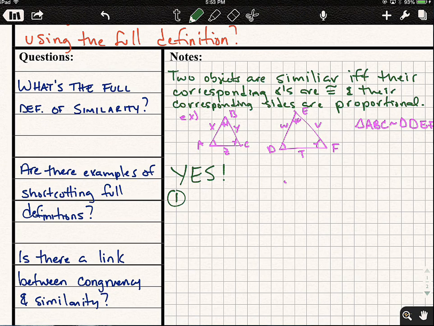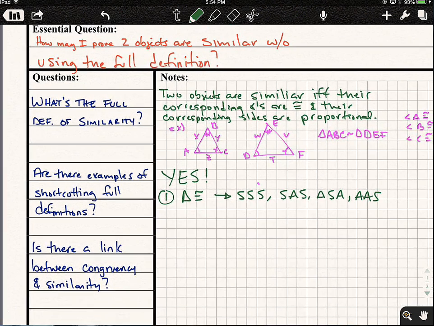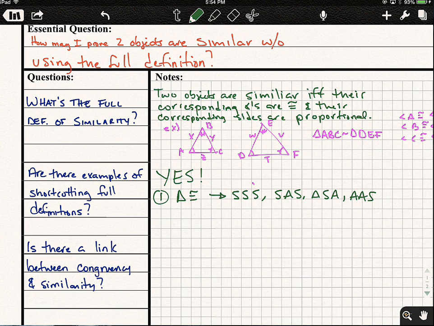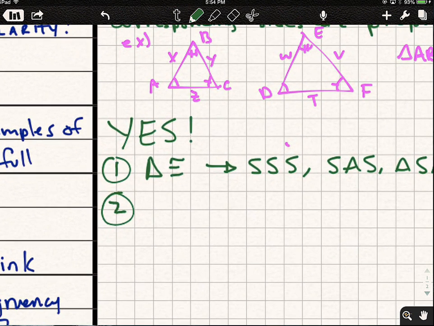With 2 separate examples, one would actually be triangle congruency. If you recall what we did before, let's say first semester, we can prove triangles are congruent without showing all sides corresponding and congruent and all angles corresponding and congruent. We can show them by using some shortcuts: side, side, side, side, angle, side, and of course angle, angle, side were the ones that we were quite sure worked for congruency. So there is already a precedent for shortcutting the full definition. The second place where we've not used a full definition would be dilations.